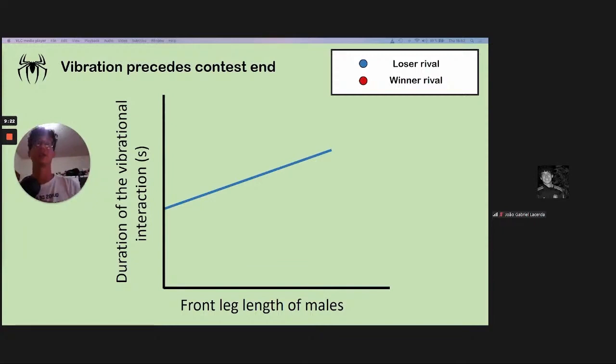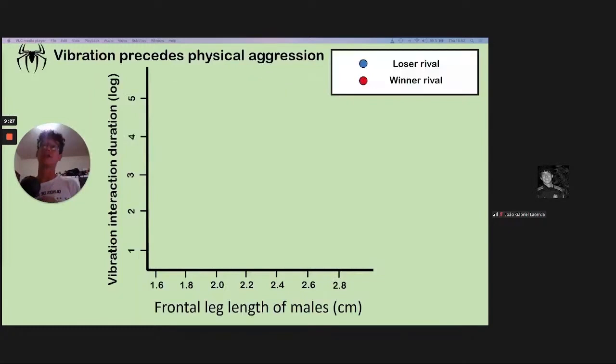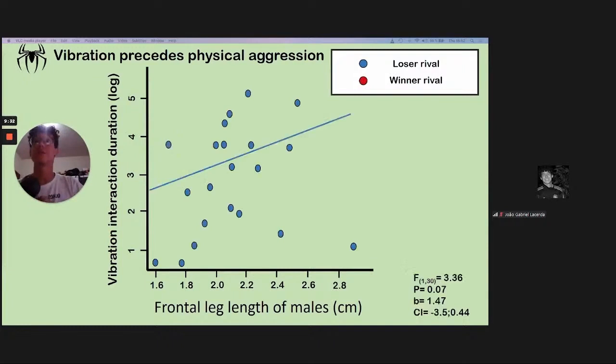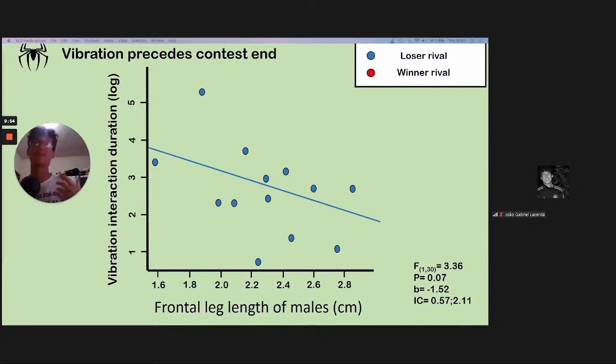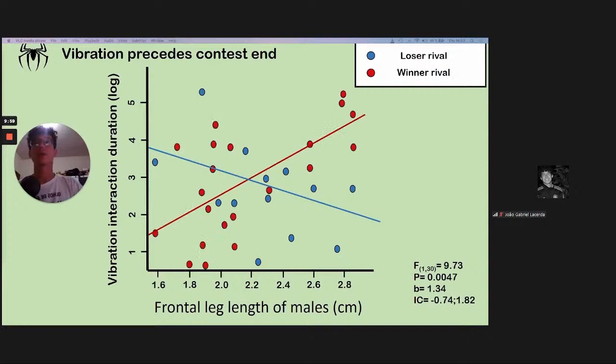Okay, and what we found. First, for the vibration that precedes physical aggression, we found that the vibration interaction duration was unrelated to front leg length of these loser males. On the other hand, we found that the vibration interaction duration was negatively related to frontal leg length of winner males. And for fights that precede the contest end, we found that the vibration interaction duration was again unrelated to front leg length of loser males, and we found that the vibration interaction duration was positively related to frontal leg length of winner males. In both cases, we found unexpected results for both of our hypotheses.